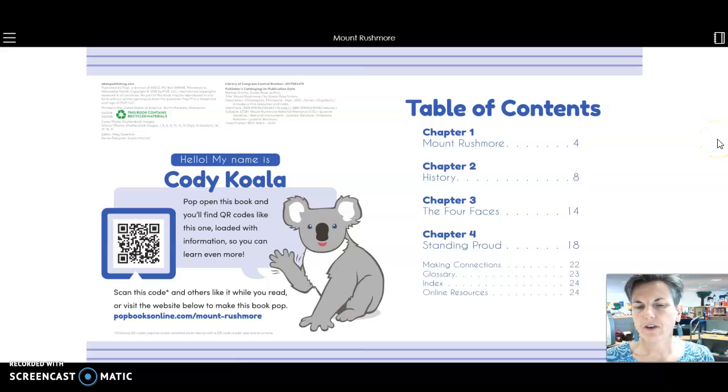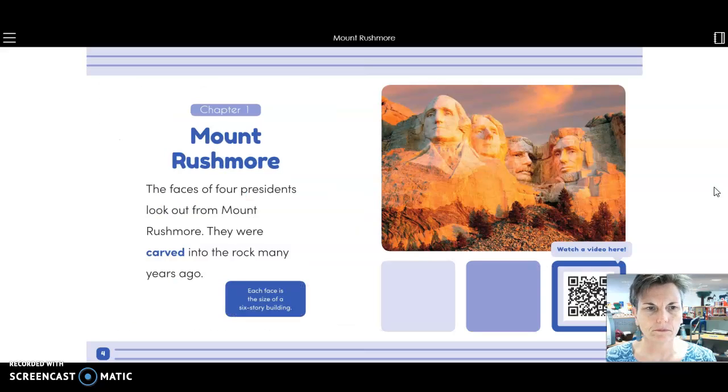And we have our table of contents, which tells us what we're going to be reading about within the book. There's 4 chapters, but they're extremely short, as you will see. They're not hard. And it tells us where we can find our glossary and index and additional resources always. Okay, chapter 1, Mount Rushmore. The faces of 4 presidents look out from Mount Rushmore. They are carved into the rock. They were carved into the rock many years ago.